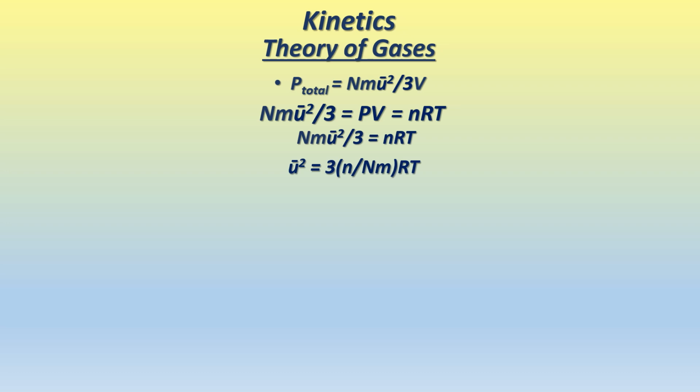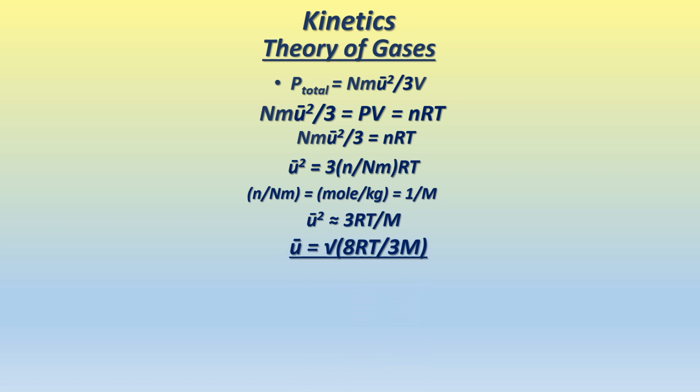Rearranging that, you get the following, where I have 3 times the moles divided by the mass of n particles, or in other words, 1 over the molar mass given in kilograms. So roughly speaking, the square of the velocity of the particle is 3RT divided by the molar mass in kilograms. Specifically, the velocity of any given gas particle in the kinetic theory would be the square root of 8RT divided by 3 times the molar mass.